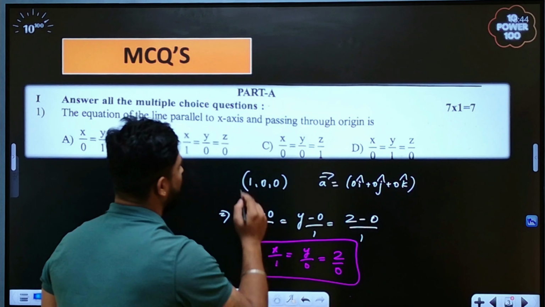So look at option B. Option B is the right answer, children. Okay, very simple one. This is there in the model paper also, I guess. So just solve this. Okay, next question.